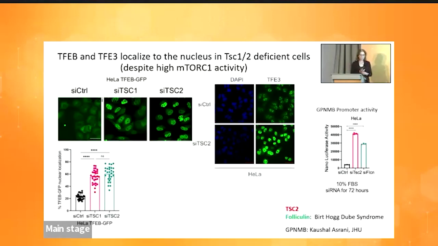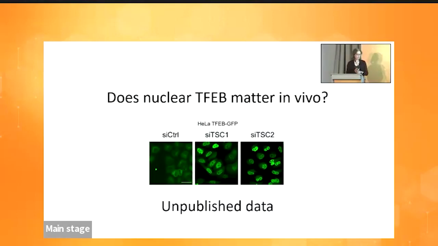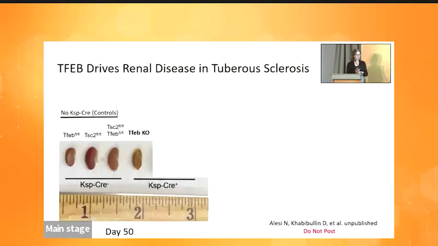And using a reporter assay that was developed by Srinivas Viswanathan, we can see that GPNMB reporter activity, which was the protein that Dr. Asrani was speaking about just a few minutes ago, is markedly upregulated in TSC2 deficient cells shown in red, and also in folliculin deficient cells, the Birt-Hogg-Dubé protein shown in green. So the question is, does this matter? TFEB is definitely in the nucleus. Does it have any effect on tumorigenesis? Well, the answer is it definitely does.